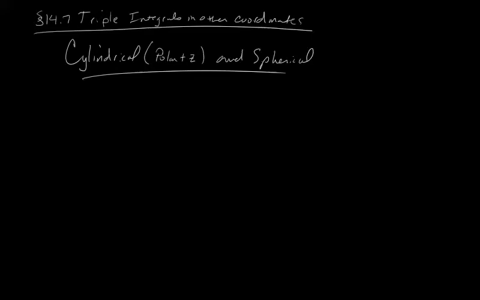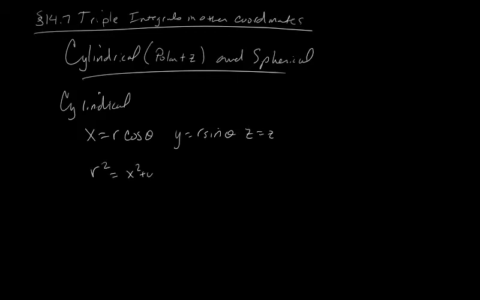Section 14.7, triple integrals in other coordinates, specifically cylindrical and spherical. So remember, cylindrical was polar coordinates with a z, so cylindrical wasn't a bad deal. We had x equal to r cosine theta, y equal to r sine theta, z equal to z, r squared equal to x squared plus y squared, and tangent of theta equal to y over x.